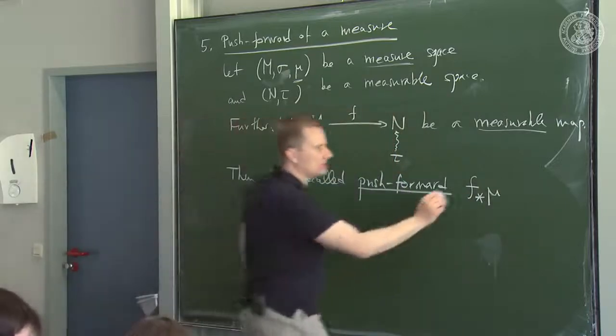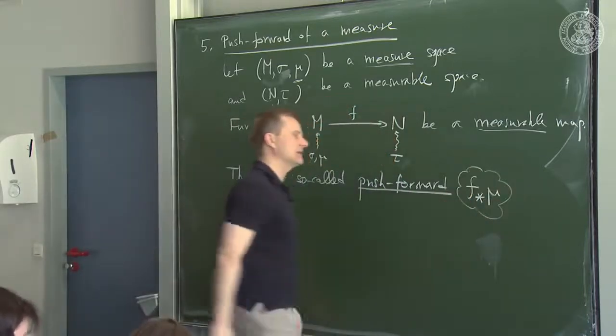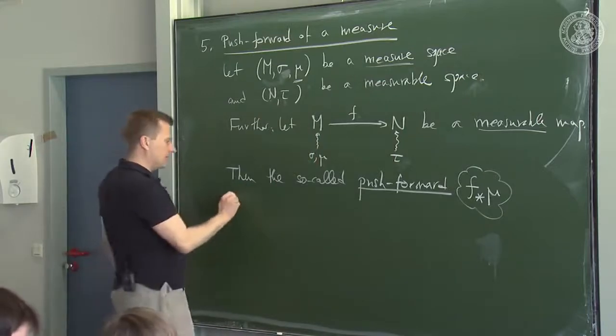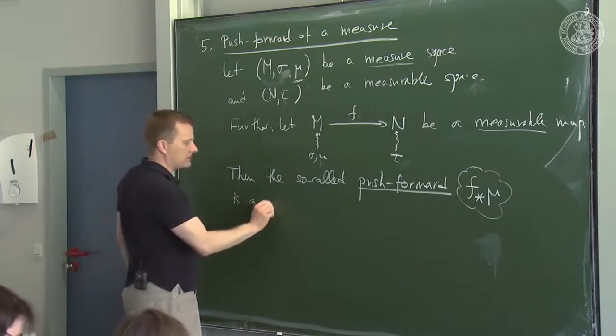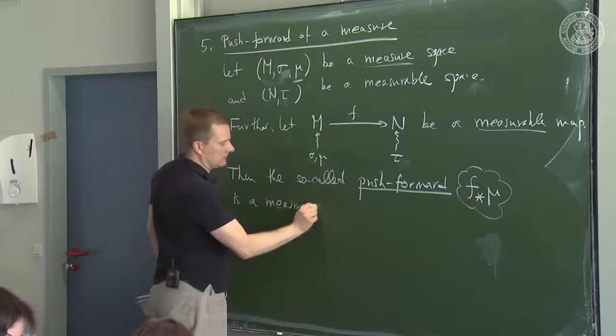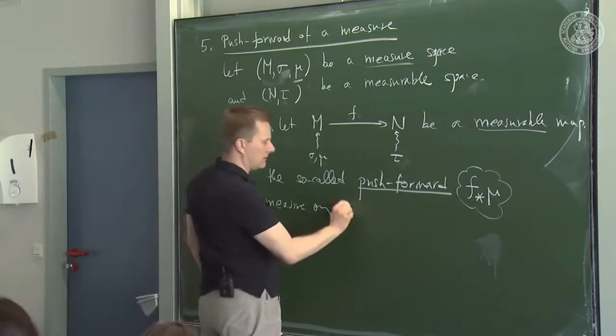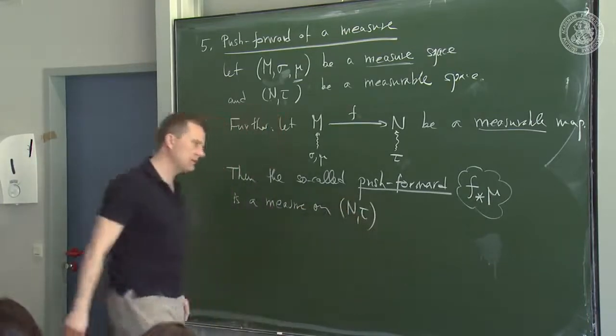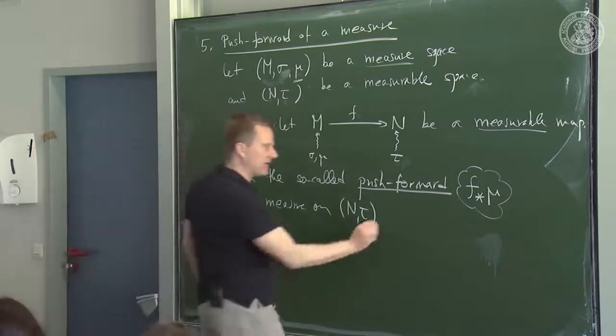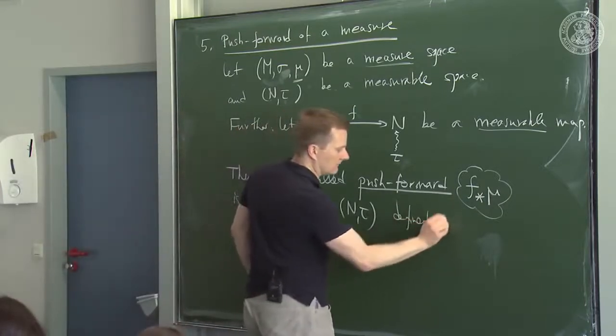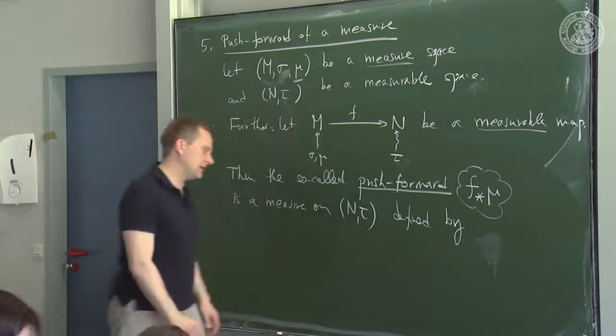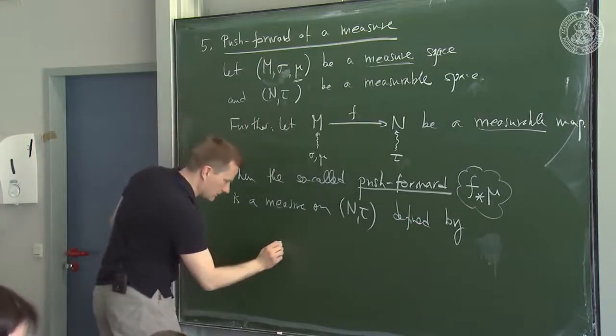It's just a name, so this is one symbol, F star mu, is a measure on N tau, well, it better be, defined by, well, now you help me. So what do I need to do?